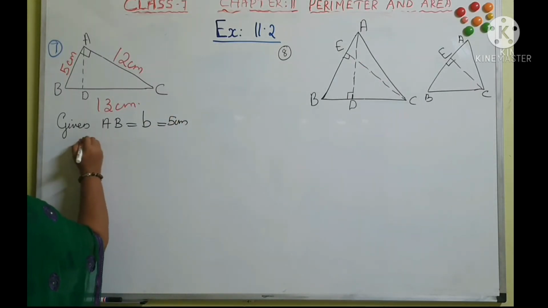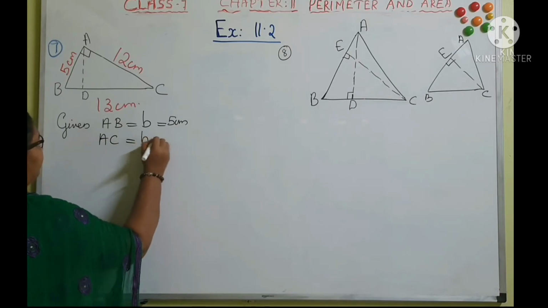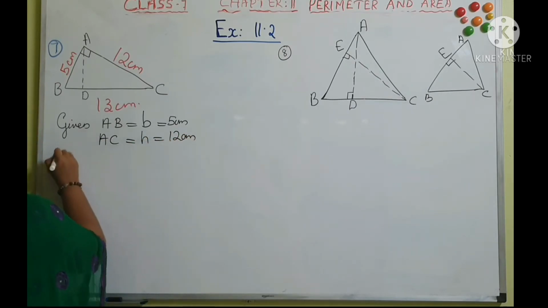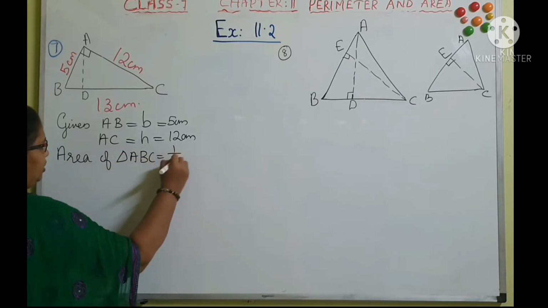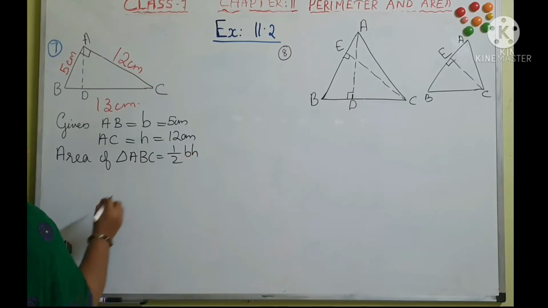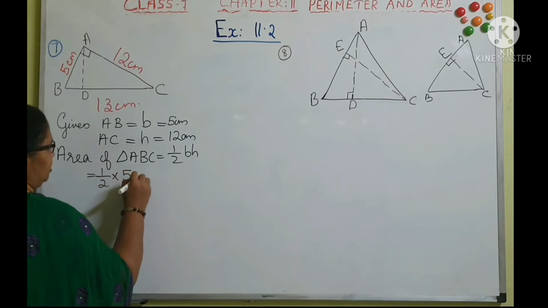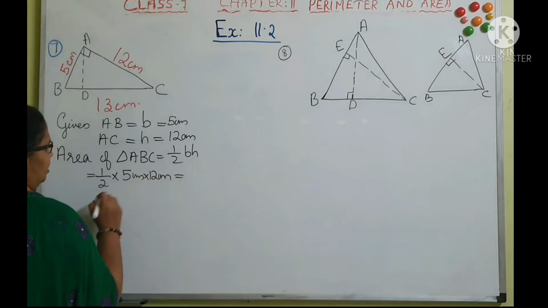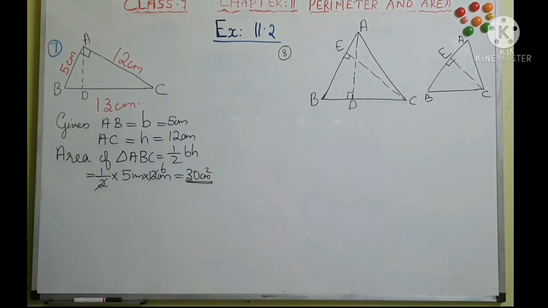Then height, that is AC, is equal to 12 cm. Then area of triangle ABC is equal to, the equation is half BH, and that is equal to half into 5 cm into 12 cm. That is 2 and 12 we can cancel. 6 into 5 is 30 centimeter square. Half BH is equal to 30 centimeter square. Then second part, this is the first part.